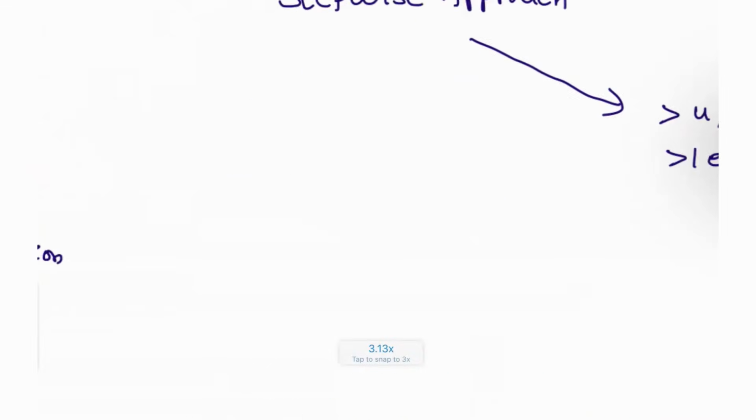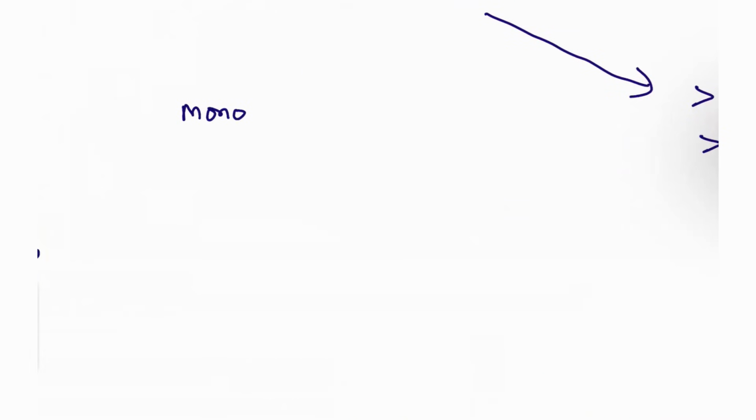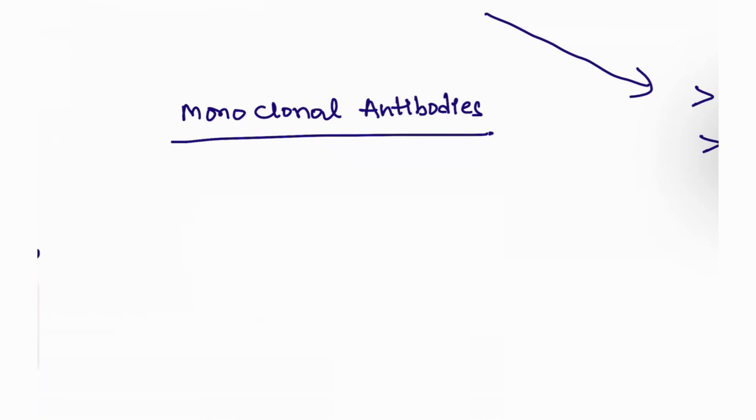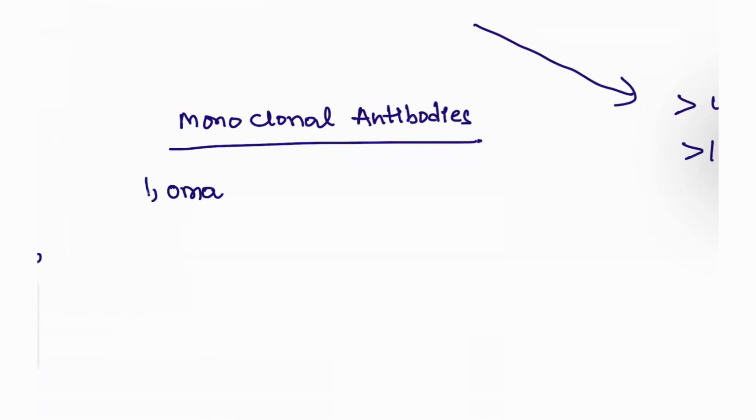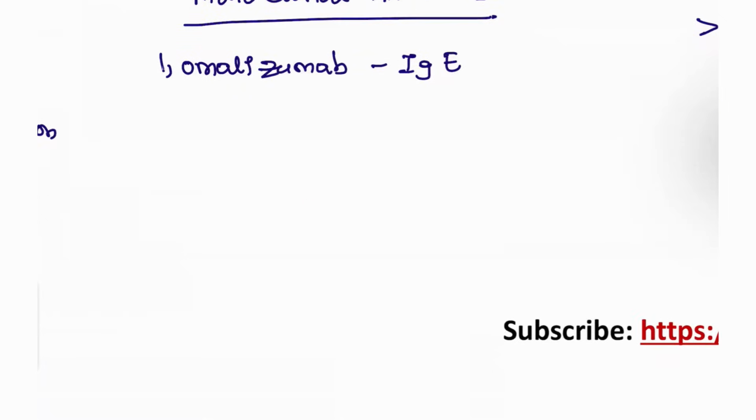Next, we have the monoclonal antibodies also. So the monoclonal antibodies that are present here. First one is omalizumab. This is going to target IgE. Okay, it is going to be an IgE target. Next, you also have mepolizumab, which acts on interleukin 5. Okay, next dupilumab.